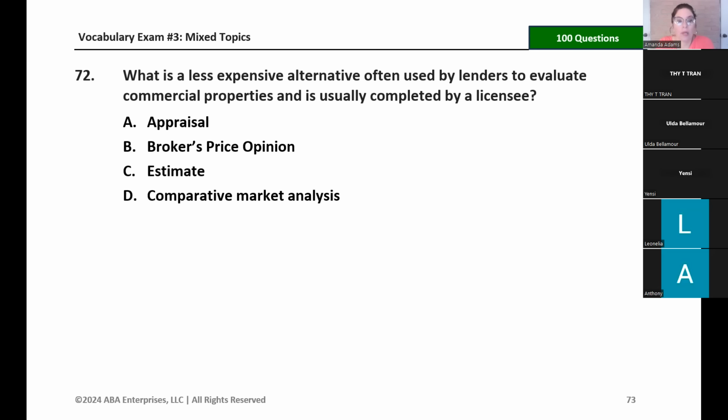Number 72. What is a less expensive alternative often used by lenders to evaluate commercial properties and is usually completed by a licensee? What is that one, you guys? That's a B. That's what we just talked about. That's the broker's price opinion.